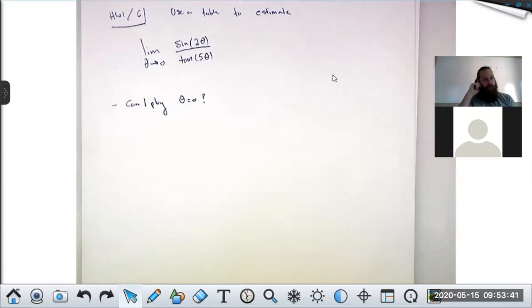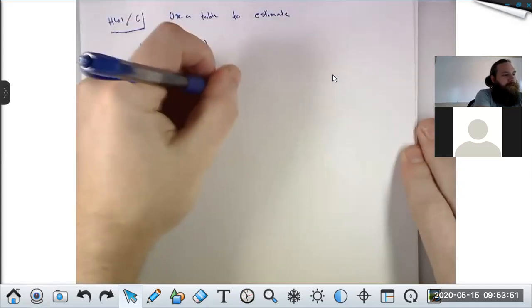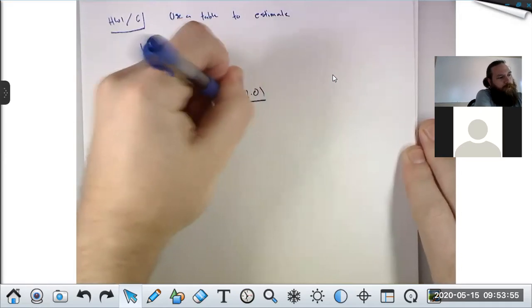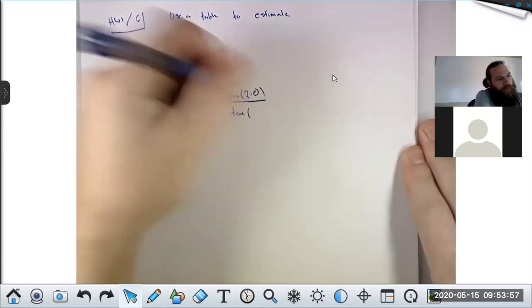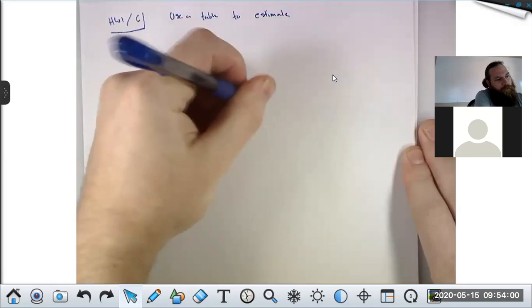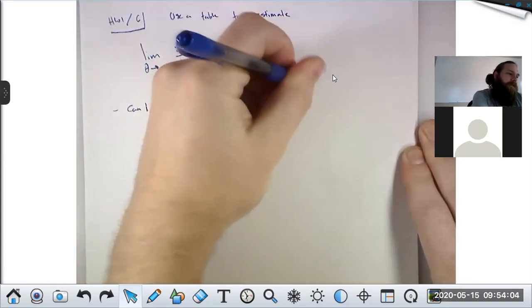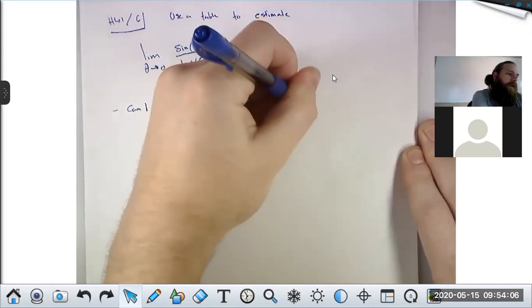Remember here, if this function sine 2 theta over tan 5 theta was continuous when theta is equal to 0, then I could evaluate the limit just by plugging in. But the sine of 2 times 0 over the tangent of 5 times 0, that's the same as the sine of 0 over the tan of 0.